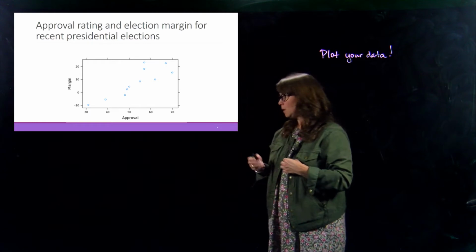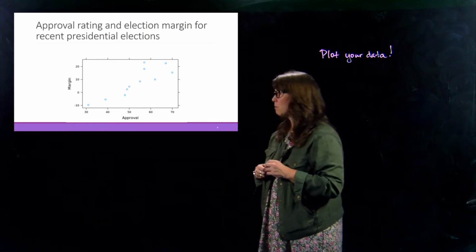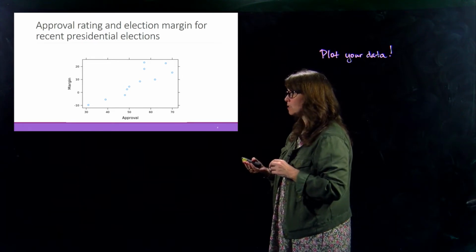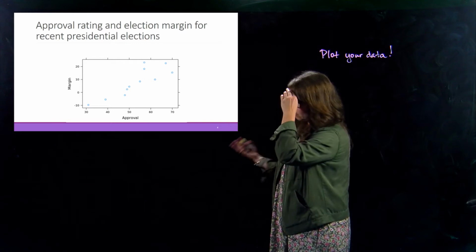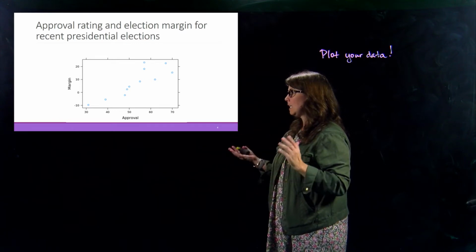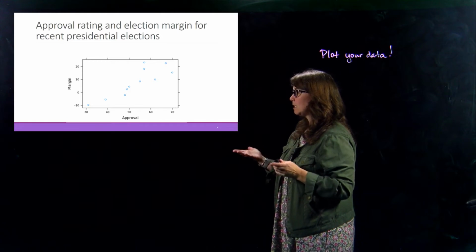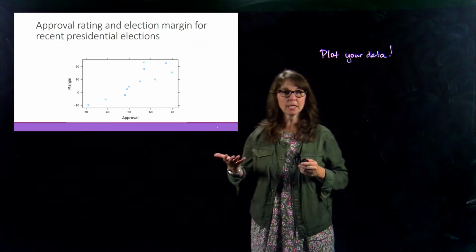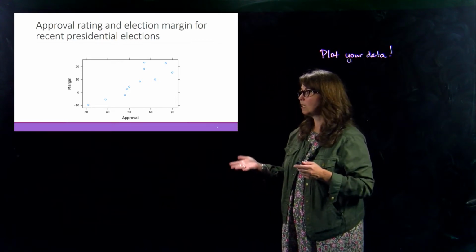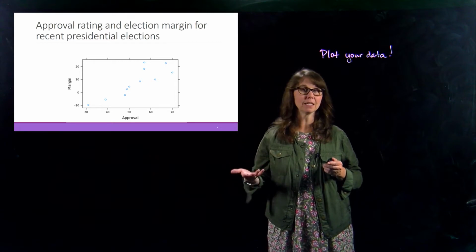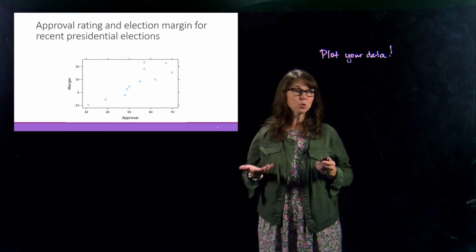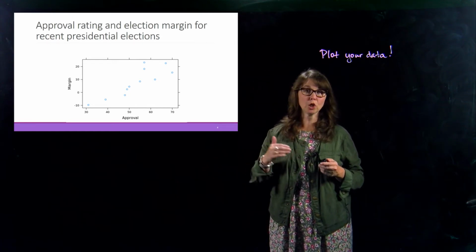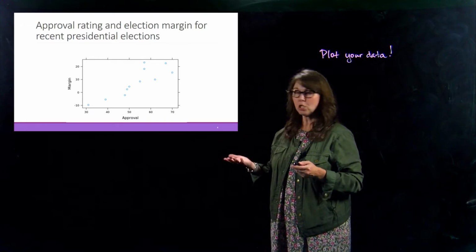All right, here's another example. We have approval rating and election margin for recent presidential elections. So you see along the x-axis, we have approval ratings for the incoming presidents, or current presidents, and then the election margins. And as you can see, going from approval rating of 30 to 70, there does seem to be a linear trend. As approval rating increases, the margin that they win by tends to increase. So there does seem to be some sort of association, and we'll call it a positive association, because that just means as one increases, the other increases for these two variables.